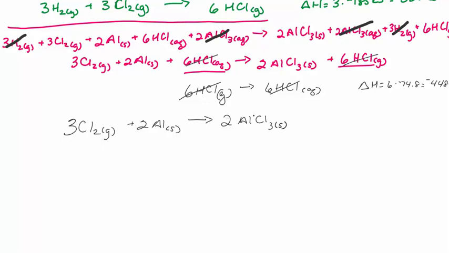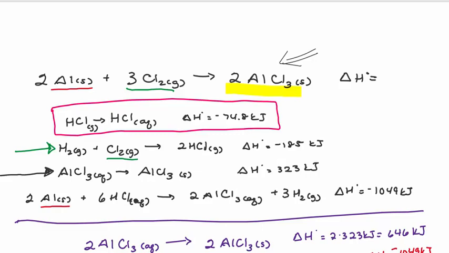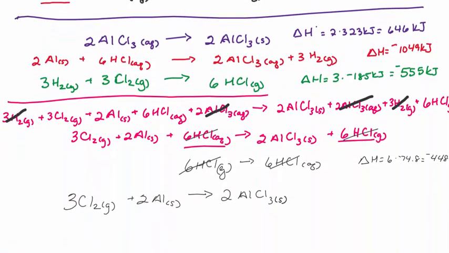That's what I have. So now I'm going to calculate that delta H, and I'm going to add up the energy contributions each step made. So I have 646 plus a negative 1,049 plus a negative 555 plus a negative 448.8. So the overall delta H naught of this reaction is a negative 1,406.8 kilojoules. Because I don't have anything in the tenths place here, I would actually round that up if I were to report that at 1,407 kilojoules.